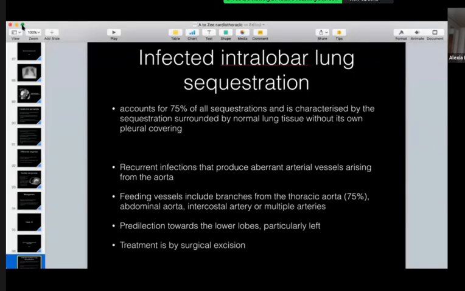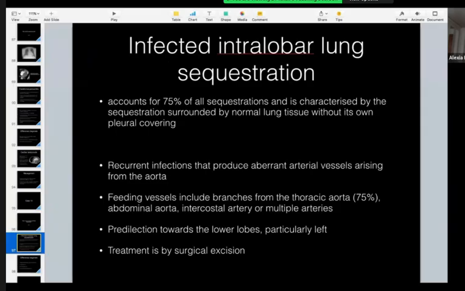Okay. So this lady had an infected intralobar sequestration, and the intralobar type accounts for 75% of all the sequestrations. The extralobar type accounts for the rest of the 25%, and they usually present in childhood with recurrent infections. So with intralobar sequestration, the lung tissue does not have its own pleural covering. The recurrent infections produce these aberrant arterial vessels, which arise at some point from the aorta.